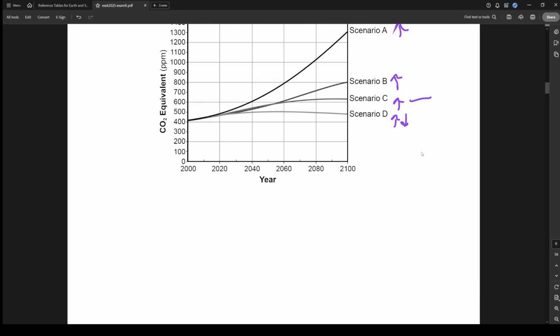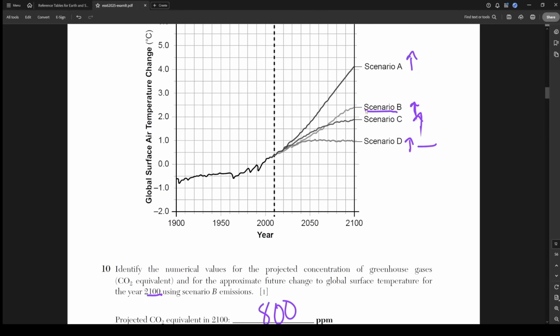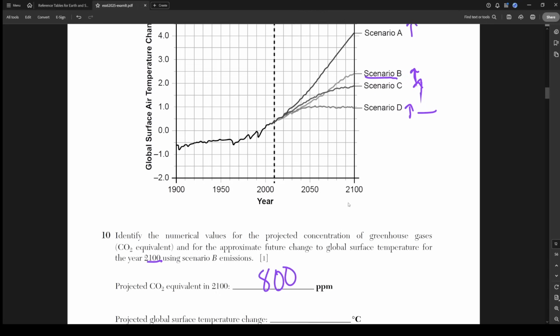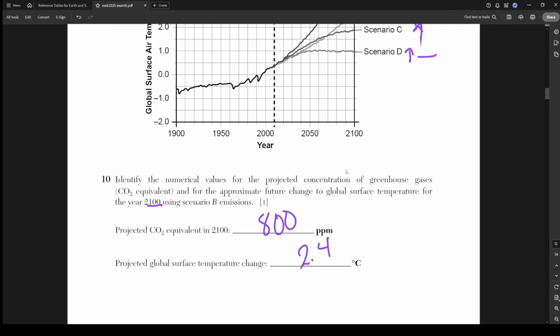Do we need this chart too? Okay, so look, this is so easy. 2100 CO2 equivalent of B is about 800 parts per million. And then B for air temperature, this is 2.0, this is 3.0, so that's 2.5, and we're under that, so 2.4. That was so easy. It looked like it would be hard, but it was actually so easy. That's a 2 out of 10.